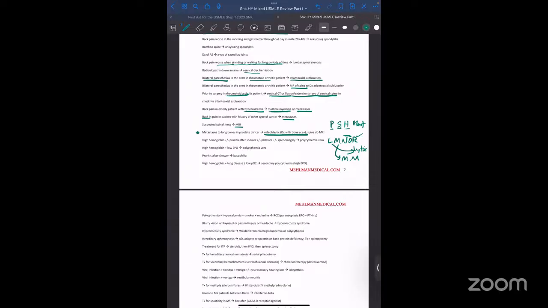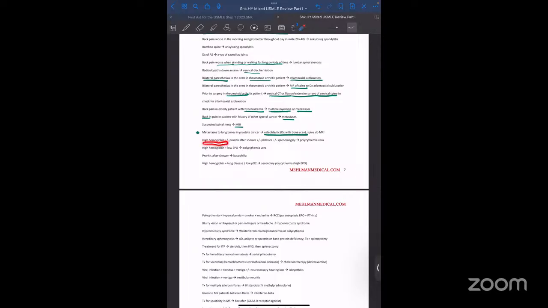What is the other M? Multiple myeloma. Okay, yeah. Multiple myeloma and malignant melanoma. Okay, cool. So back to this. Mets to long bones and prostate cancer is osteoblastic, diagnosed with bone scan, spine to MRI.